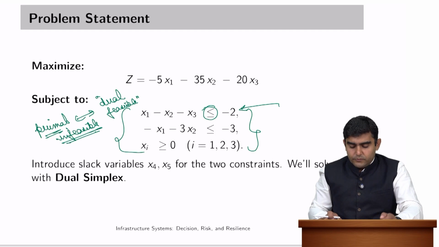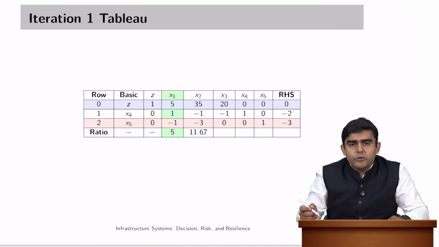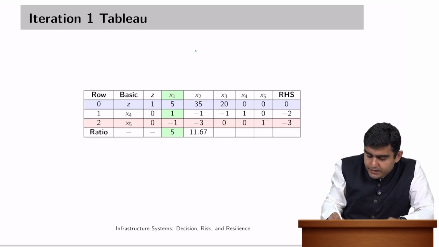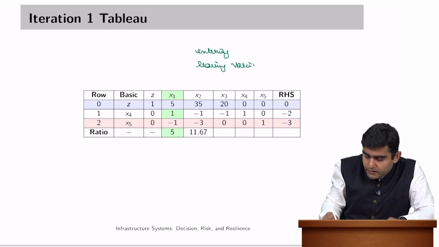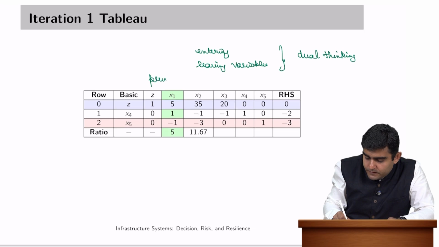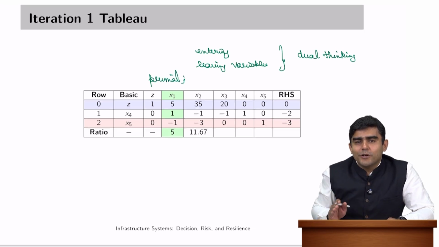So, for this problem that we stated here, we will create a tableau as we were doing earlier for the primal simplex method, but the way we will decide these entering and leaving variables, we will apply the dual thinking. So, tableau in primal form and entering and leaving operations in dual form.